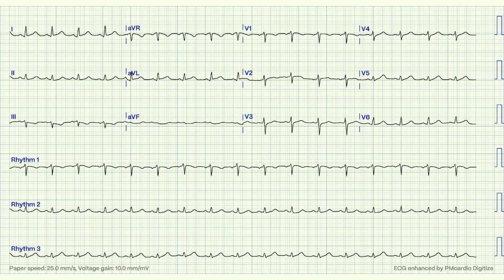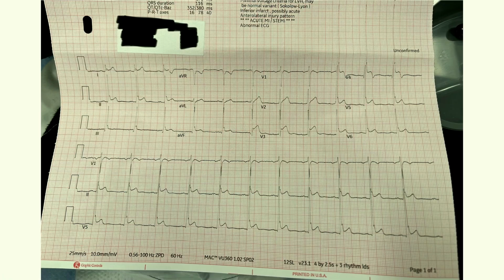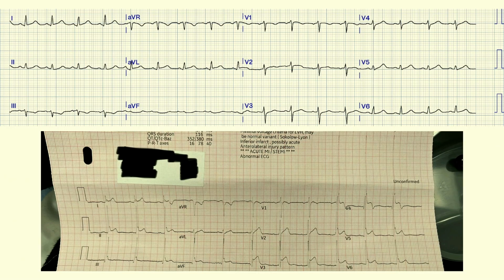So here's one of them. Here's another one. All right, now, side by side, which one do you think represents acute coronary occlusion? Losing trust in the presenter. The bottom one says acute MI STEMI on it.